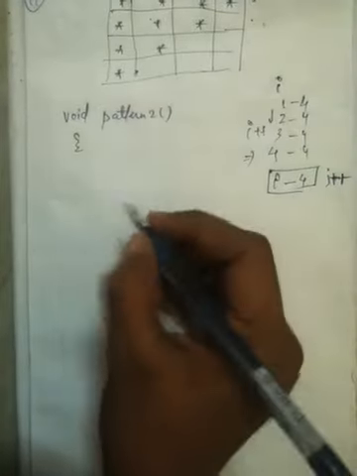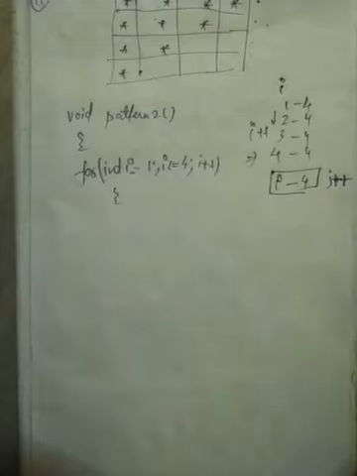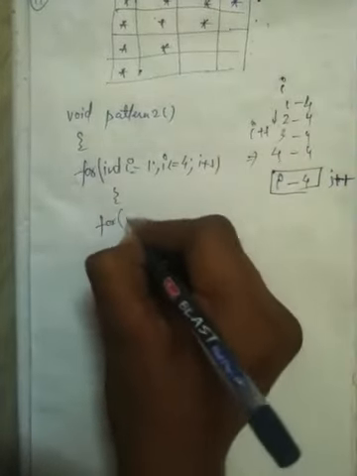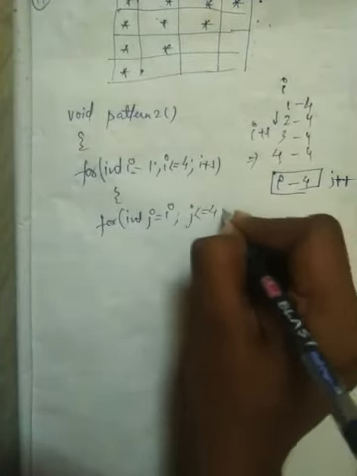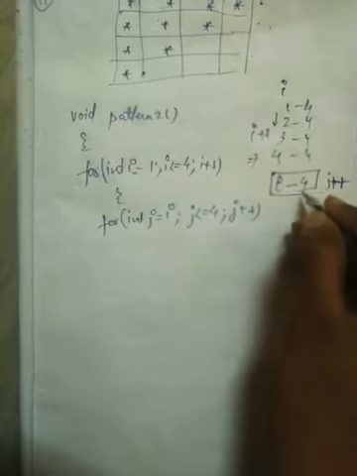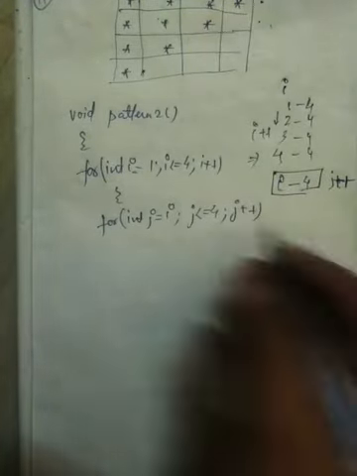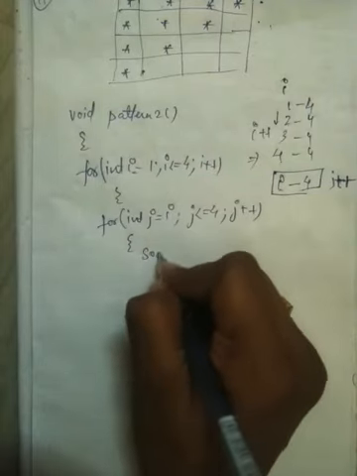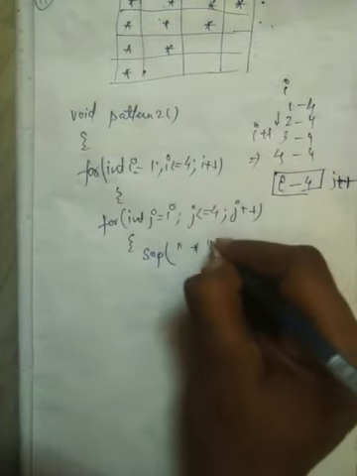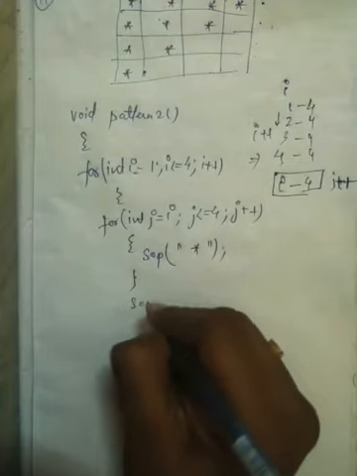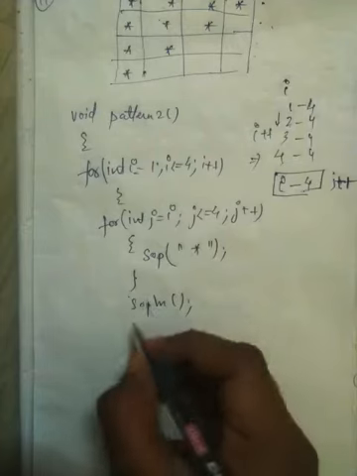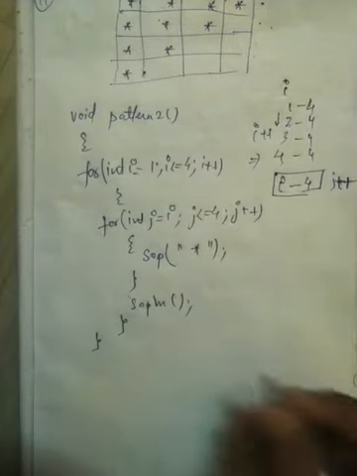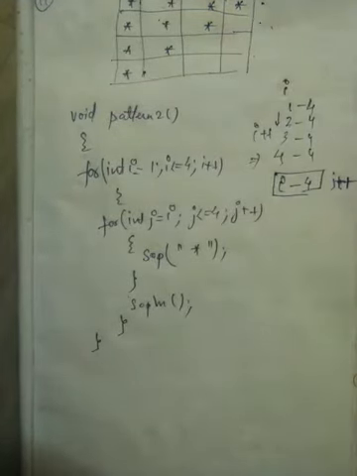So void pattern 2 will make the for loops. For int I equals to 1, I less than or equal to 4, I plus plus. Now make the loop for integer j, j equals to I, j less than or equal to 4, and j plus plus. Seeing these three values, I have to make the j loop, and then we'll print. System will print. What do you need to print here? We need to print star and then SOP ln. Then we need to close the for integer I loop and void pattern 2. This is how you'll make the pattern 2 program.